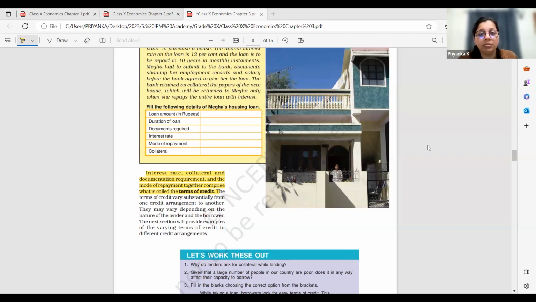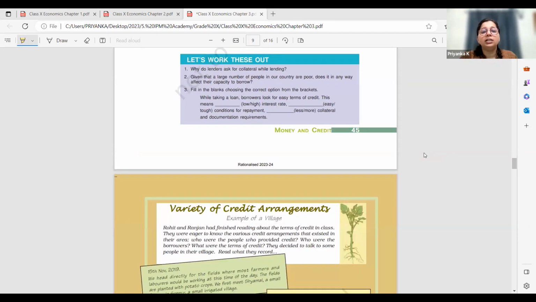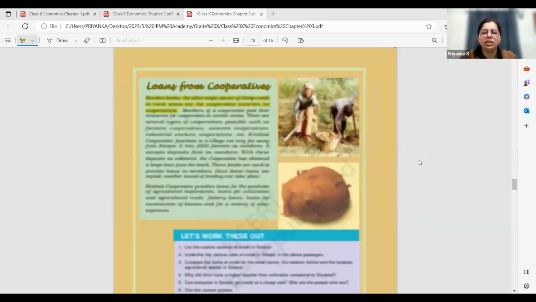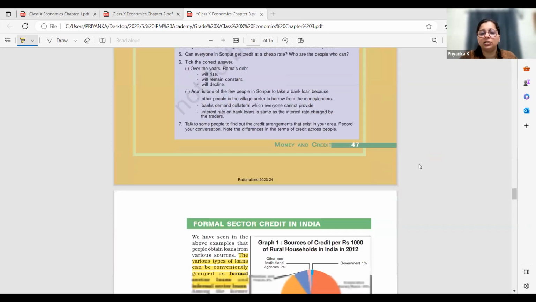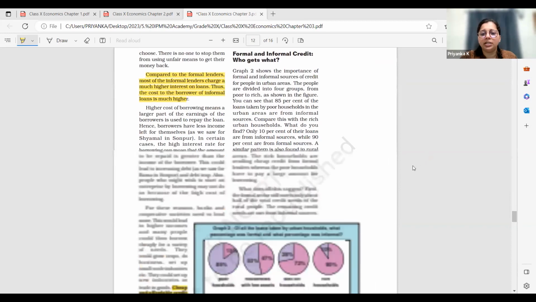So how do we protect people from money lenders? That is where initiatives like self-help groups come in. Have you heard about self-help groups, SHGs? Anybody?